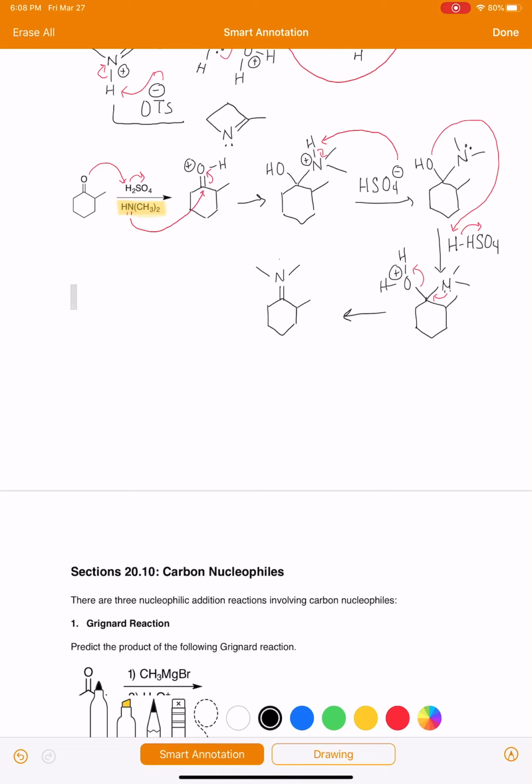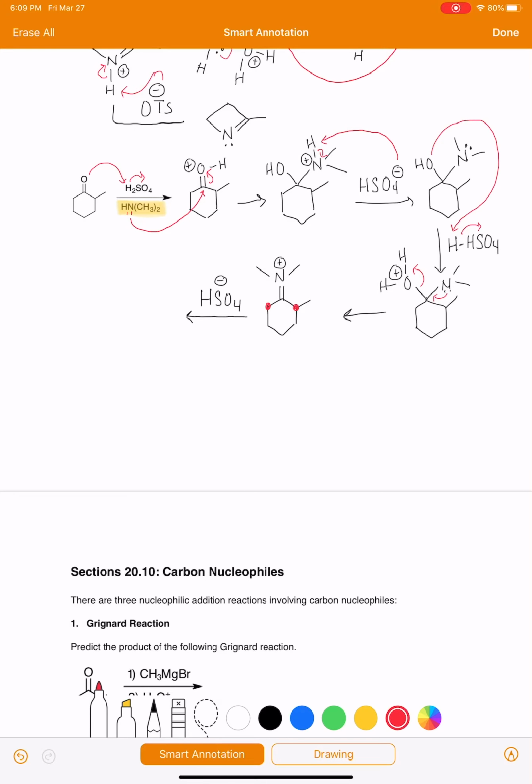That does put a positive formal charge on the nitrogen, but we can't fix that positive formal charge by removing something from the nitrogen, because we cannot remove any of the alkyl groups off of the nitrogen. So to take care of that, if you remember, we're going to use our conjugate base again, HSO4-, and we are going to abstract a hydrogen from what used to be the alpha carbon. So we're going to pull a hydrogen off from either one of these carbons.